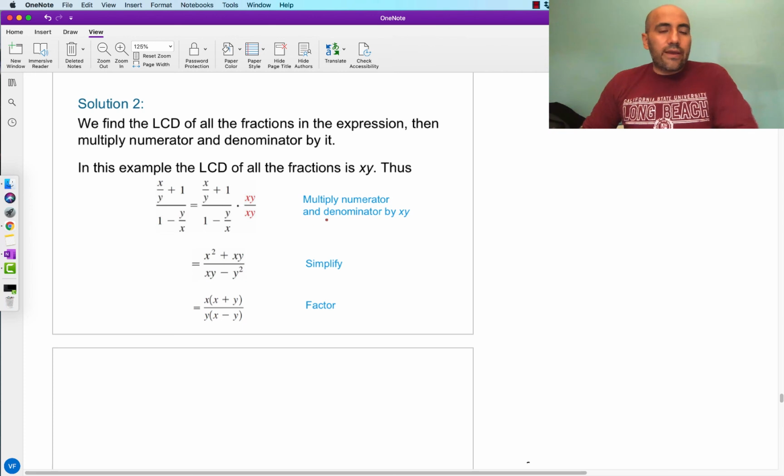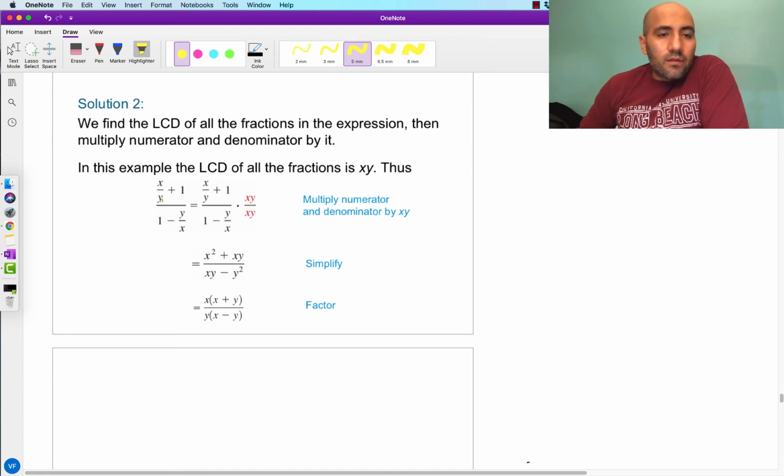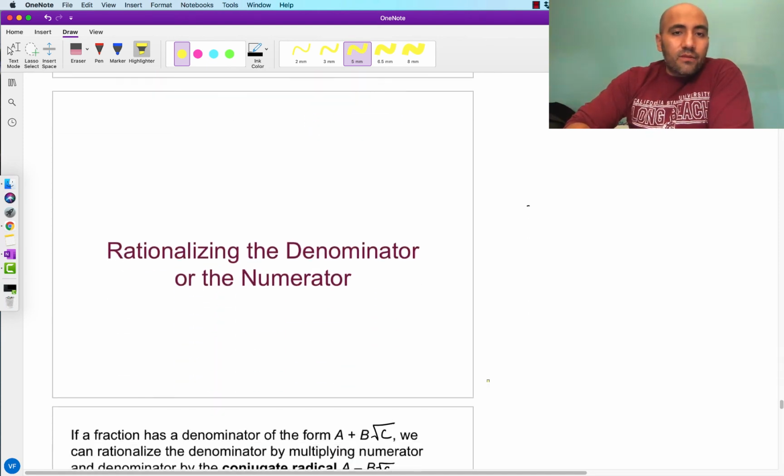Or then the other way was to work with that LCD. Right? Again, focusing on the denominators of all these little fractions. We get an x, we get a y. That's how we get this xy. That's how we know to multiply the numerator of the giant fraction by an xy, the numerator of the denominator by an xy. And that's the perfect quantity that will cancel out all these little fractions and result in something that's easy to handle. Okay, so hopefully that's not too bad.